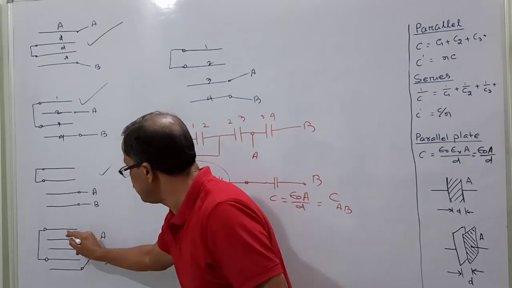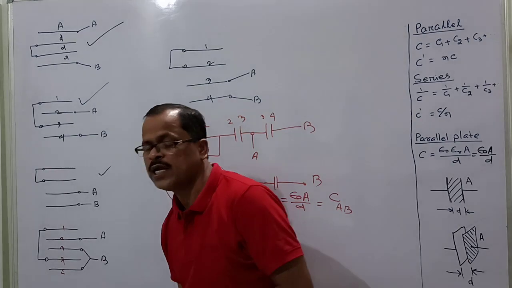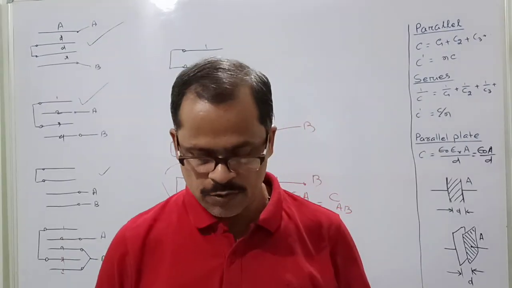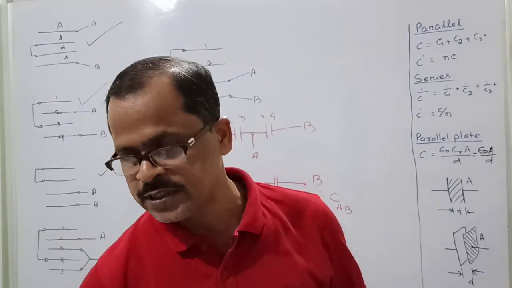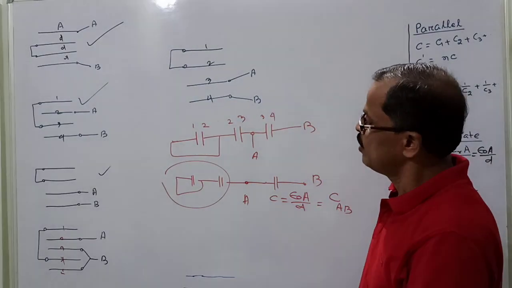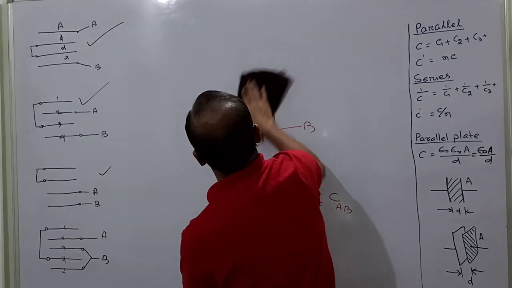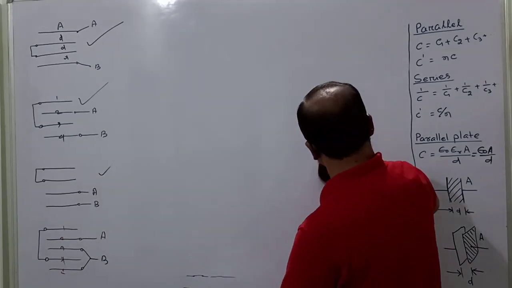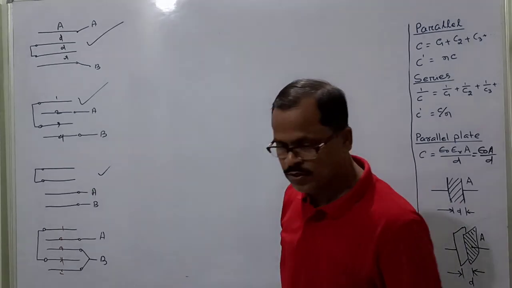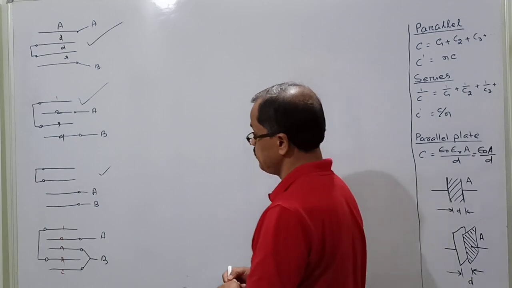Here I have taken 5 plates, 1, 2, 3, 4, 5. Then I have to find out the net capacitance of the system. Look, same method. I hope you are now in a position to solve by yourself, because I have solved many problems. The method is the same, so I am not changing the method. Now let us start the problem.